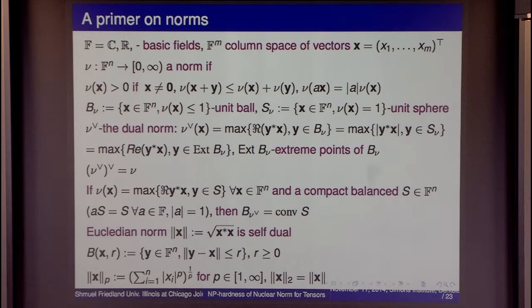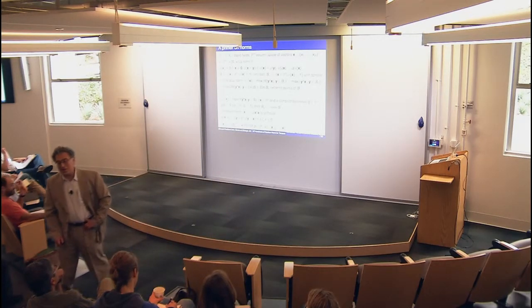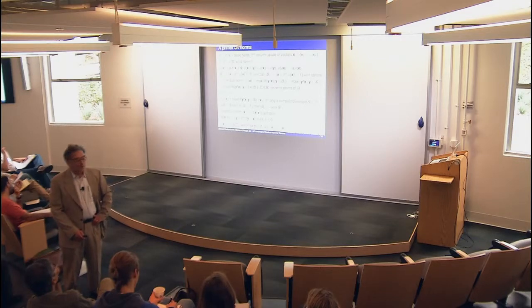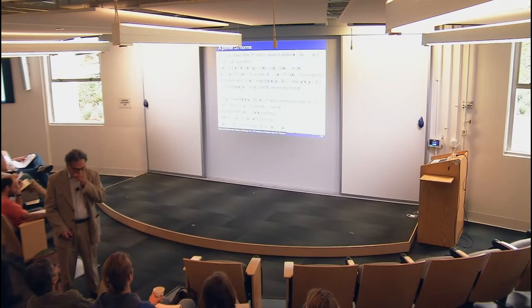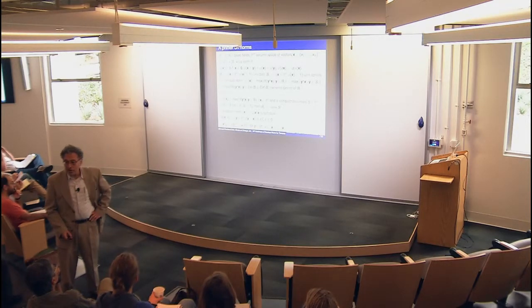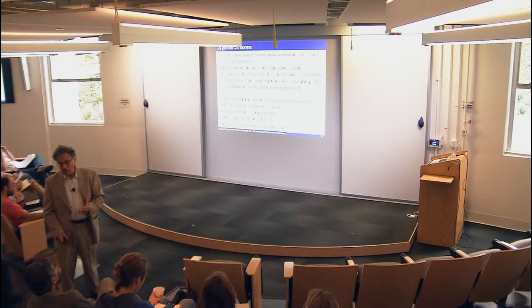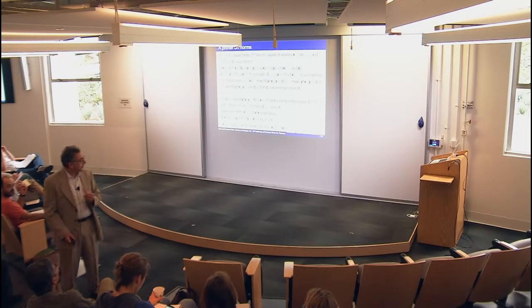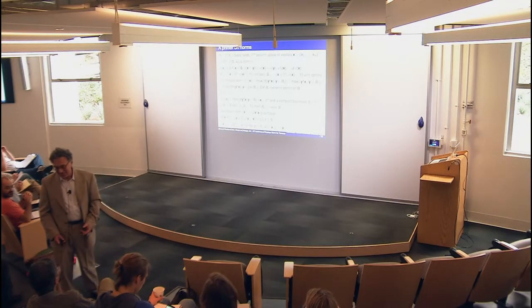For those of us who are not used to thinking about norms, what's the reason you use both norm and dual norm? It will be explained later, but to answer your question, for example, Lek-Heng Lim showed together with Hillar that the spectral norm is NP-hard. Now, we are interested in the nuclear norm, which is the dual of that. That's the reason.